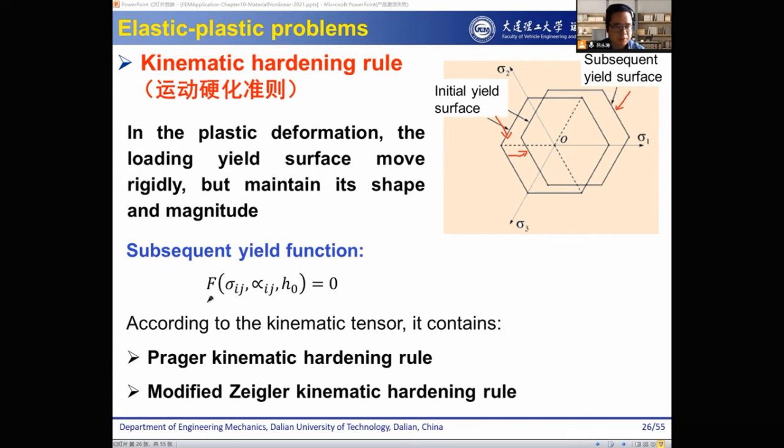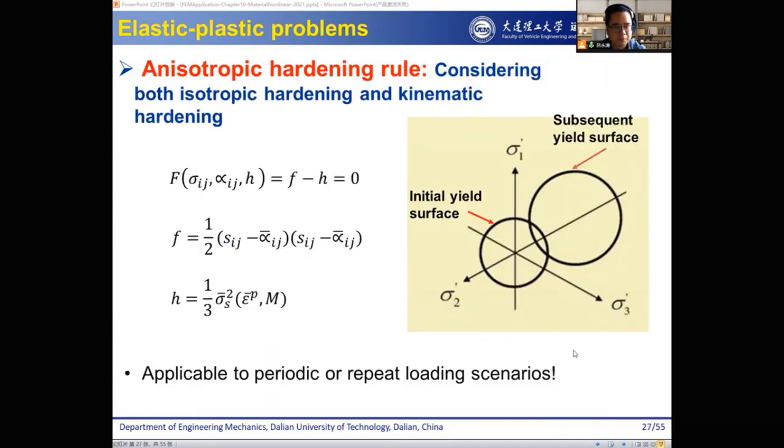We use mathematics to express this procedure. According to the kinematic tensor, the kinematic hardening rule contains the Prager kinematic hardening rule and another kinematic hardening rule. If you are interested, you can read some books about those two different hardening rules.